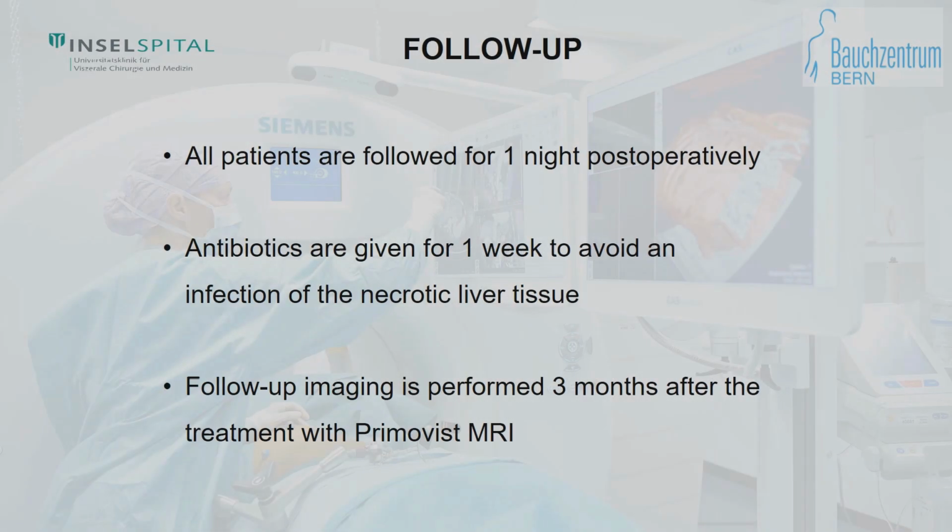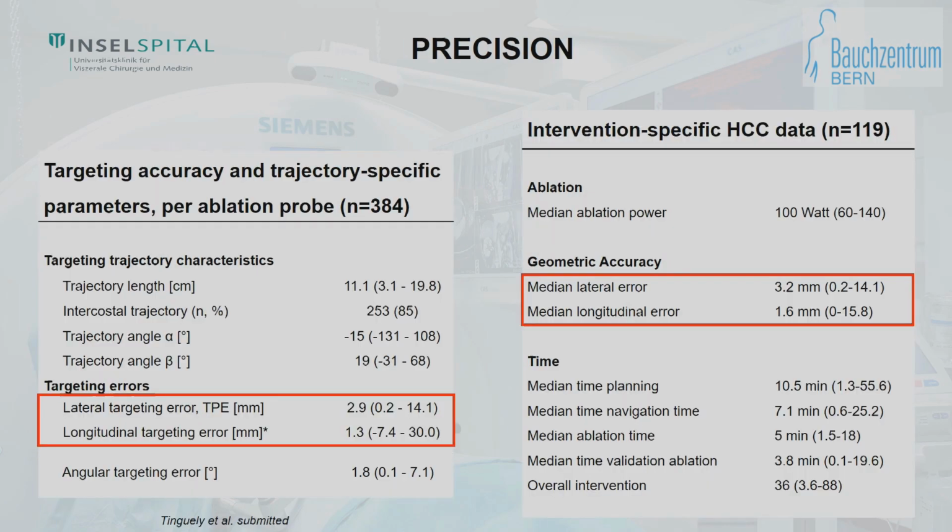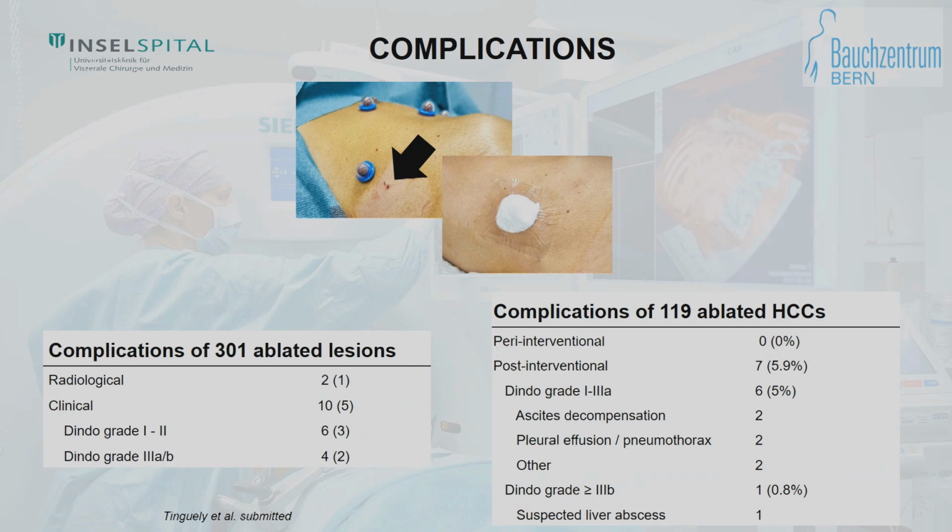All patients are followed for 1 night postoperatively and receive antibiotics for 1 week to avoid an infection of the necrotic liver tissue. Follow-up imaging is performed 3 months after the treatment with Primovist MRI. Our targeting accuracy is high, with lateral and longitudinal errors ranging between 1.6 and 3.2 mm in these 2 retrospective cohorts. Median time of a percutaneous intervention is 36 minutes and therefore not longer than a conventional freehand ablation. Complications are rare, mostly low-grade such as ascites, pleural effusion or microwave fever.